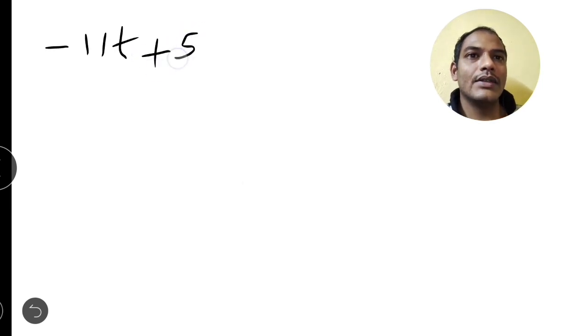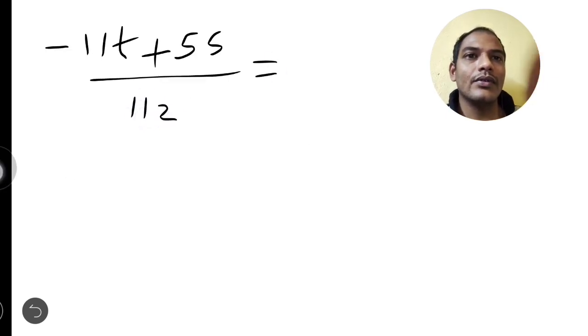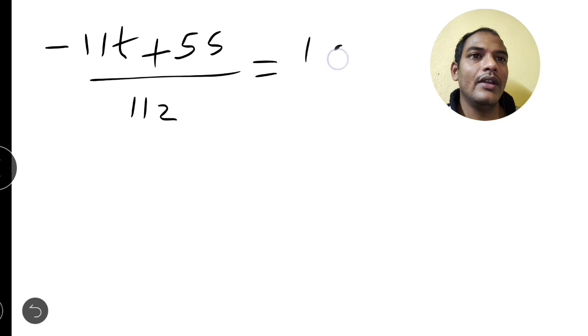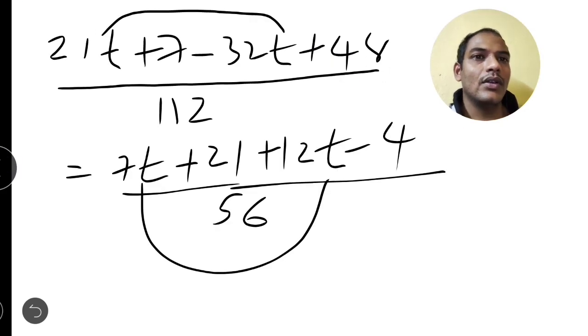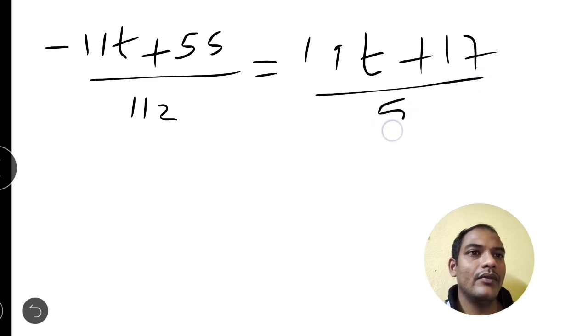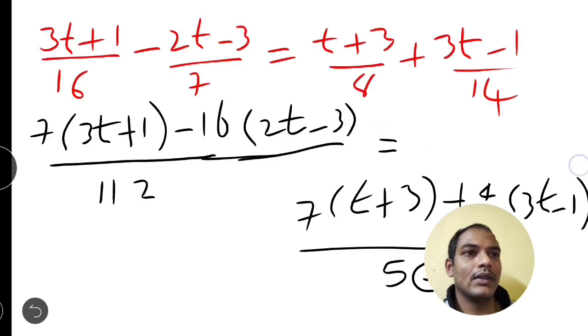7 plus 48 is 55, by 112, equals to, next here 7t and 12t is 19t, next 21 minus 4 is plus 17, divided by 56.